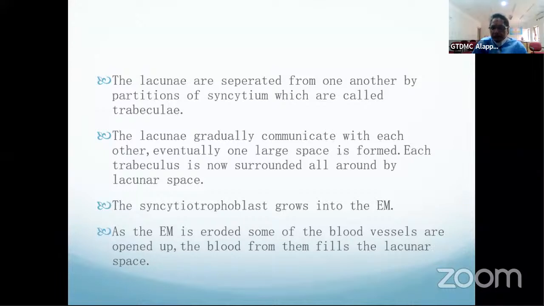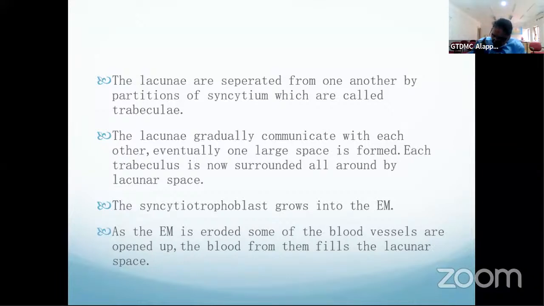The lacunae gradually communicate with each other. That is, at first they are cavities, then these cavities come to lie around the syncytium. That space is a large space, and eventually one large space is formed. That is called the lacunar space. The syncytial trophoblast then grows into the endometrium. As the endometrium is eroded, some of the blood vessels are opened up, and blood from them fills the lacunar space. That is, the maternal blood comes in contact with the lacunar space.